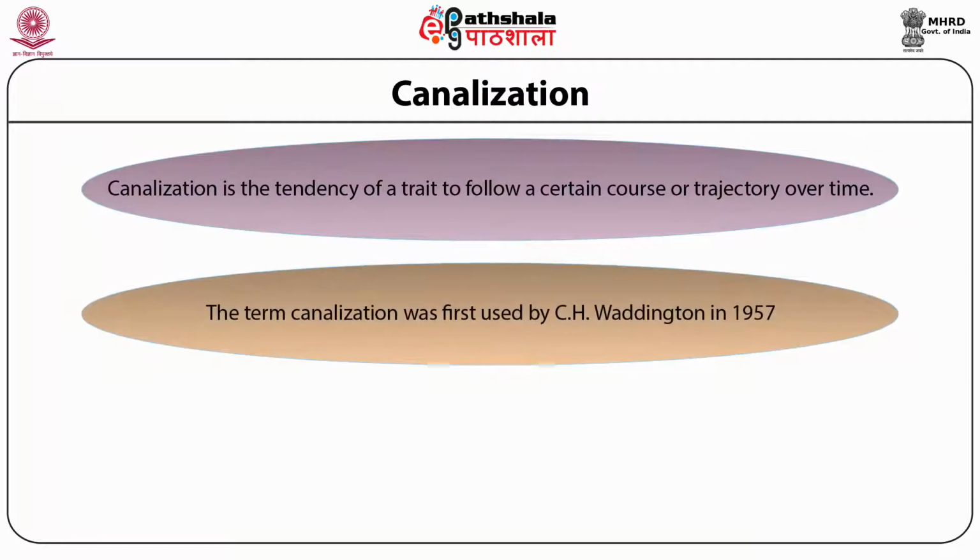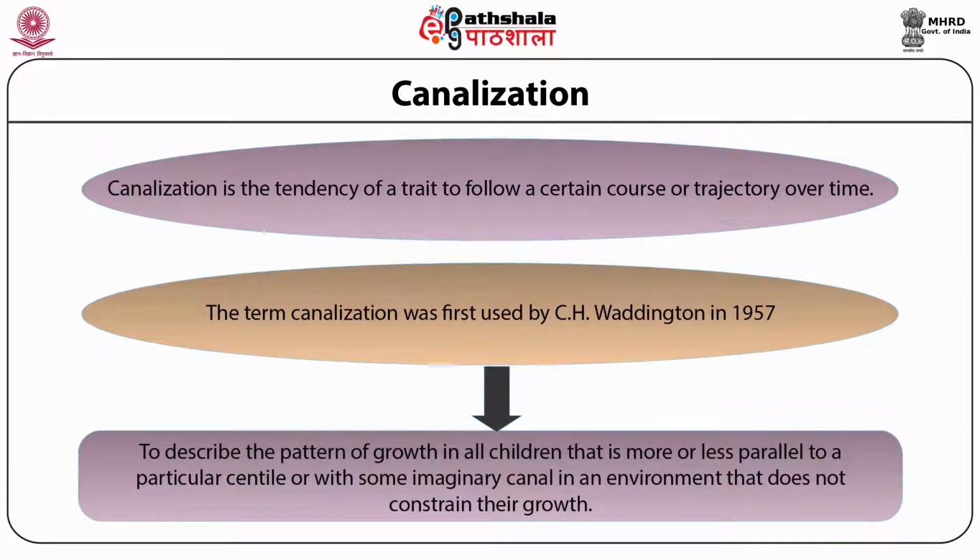The term canalization was first used by C.H. Waddington in 1957 to describe the pattern of growth in all children that is more or less parallel to a particular centile or with some imaginary canal in an environment that does not constrain their growth. It is most likely that this pattern is genetically determined and a target-seeking phenomenon whose main aim is to take an individual to the adult stature in an unconstrained environment.